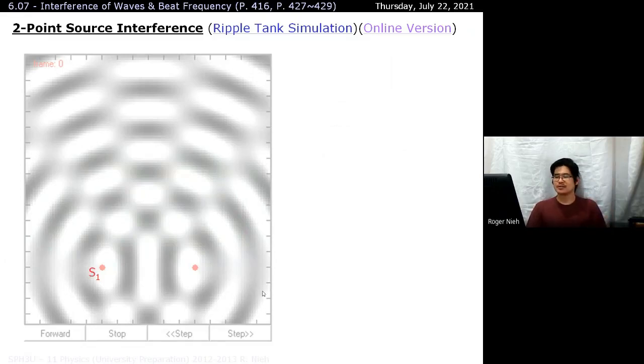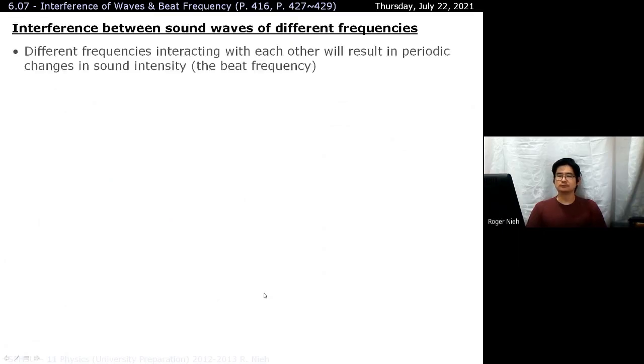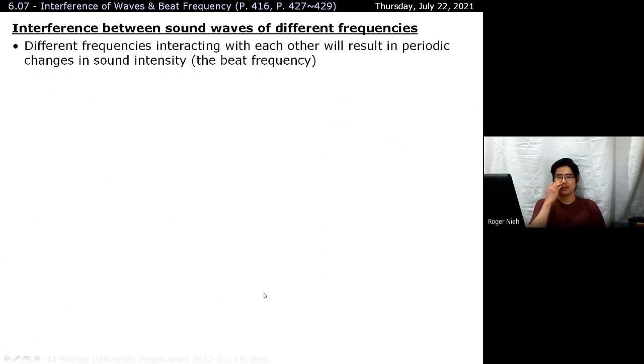The second part of this lesson is on a concept called a beat frequency. Okay, so when you have different frequencies interacting with each other, you end up having this artificial third frequency being generated.